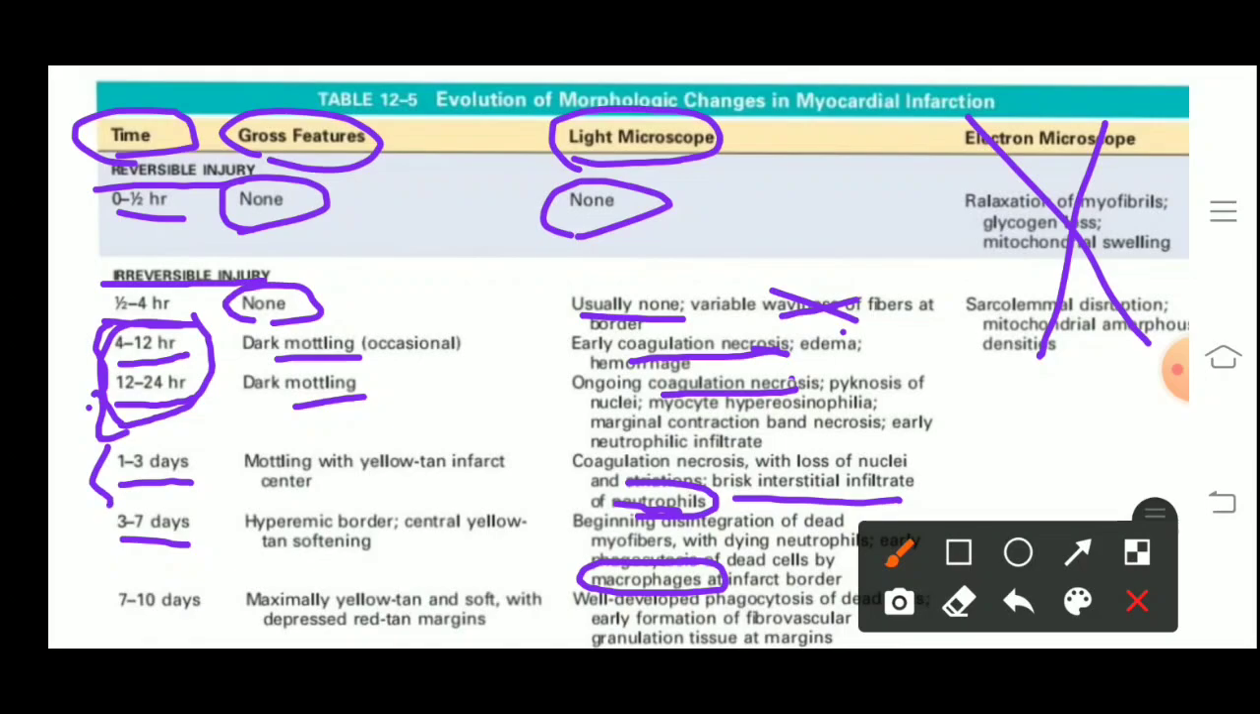So from the first day to the 7th day, that is 1 week, you will develop inflammation, and during this inflammation stage, initially you will have mottling with yellow tan. The yellow tan color is given because of the destruction of neutrophils and cellular debris that leads to pus formation, which may cause this yellow tan center. As the macrophages come in, this central yellow tan softening will enlarge. It will be a more yellowish color, and a hyperemic border may occur. A reddish border can develop. This much you know is more than sufficient. Okay, now I will remove these annotations.